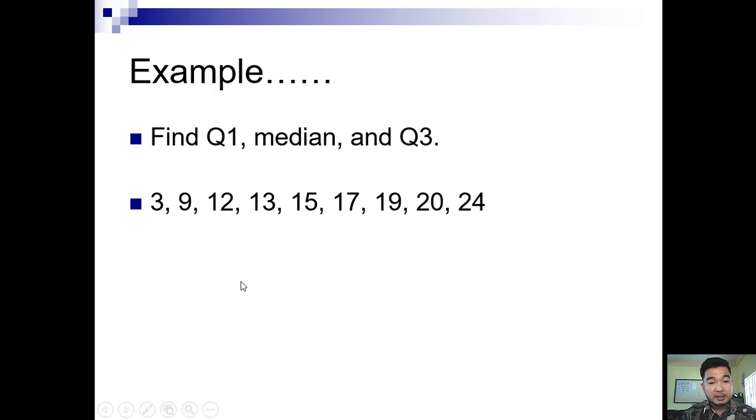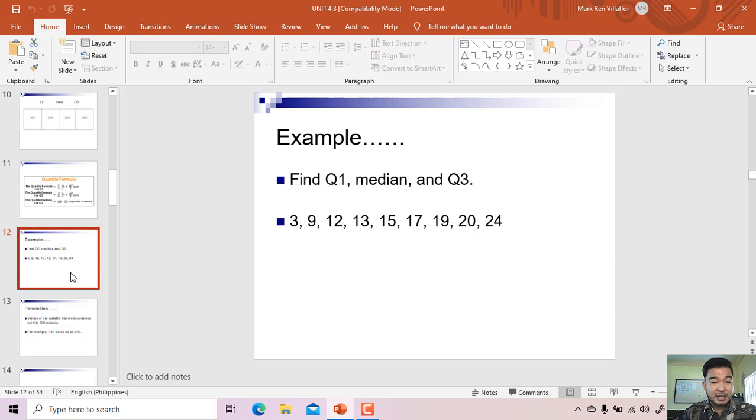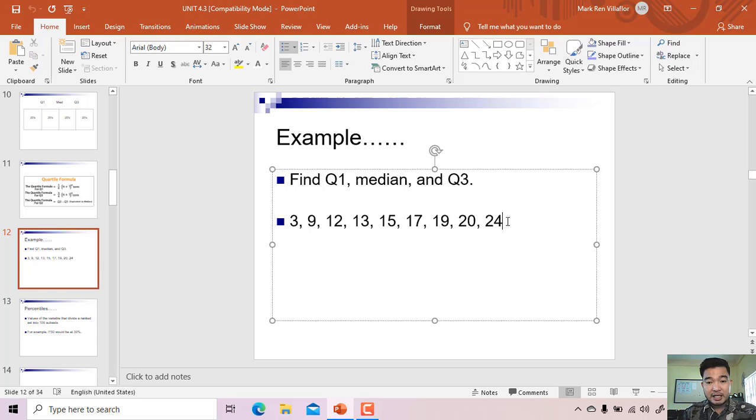Okay? So that is your first task. Kung merong given set of scores, i-arrange nyo muna siya in ascending order. Magsimula kayo sa pinakamababa hanggang sa may pinakamataas. Okay. Find Q1, Q2, and Q3 or first quartile, second quartile, and the third quartile. Okay. So, isolve natin siya. Again, the formula. Let's solve for the first quartile.